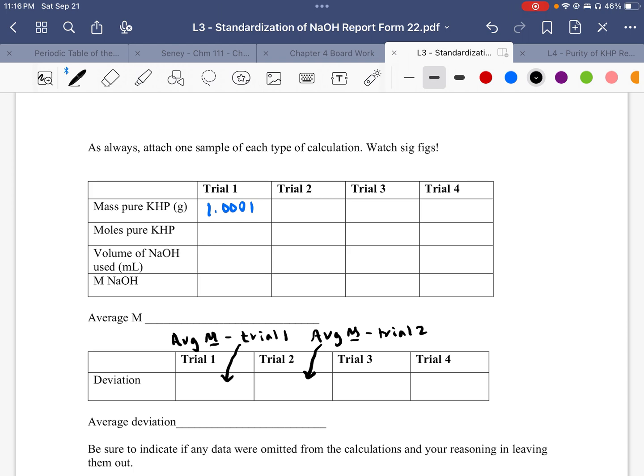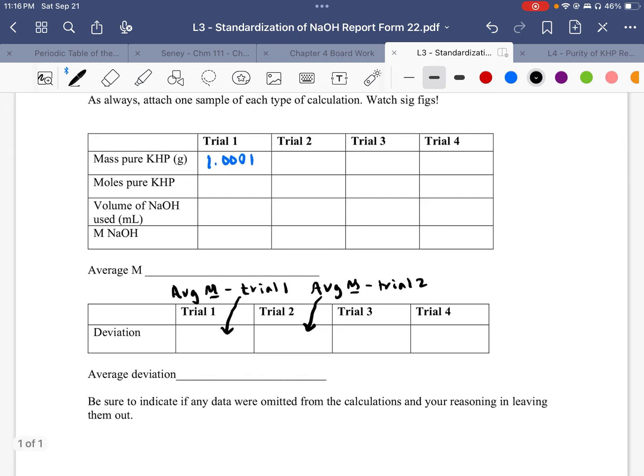put it here. Now, when you get ready to do average deviation, don't forget that average deviation is defined by the absolute value. So once you get these, then you'll take the absolute value, you'll add all of those together if you did 4 trials, and you'll divide by 4 to get your average deviation. And that would be for your lab 3.